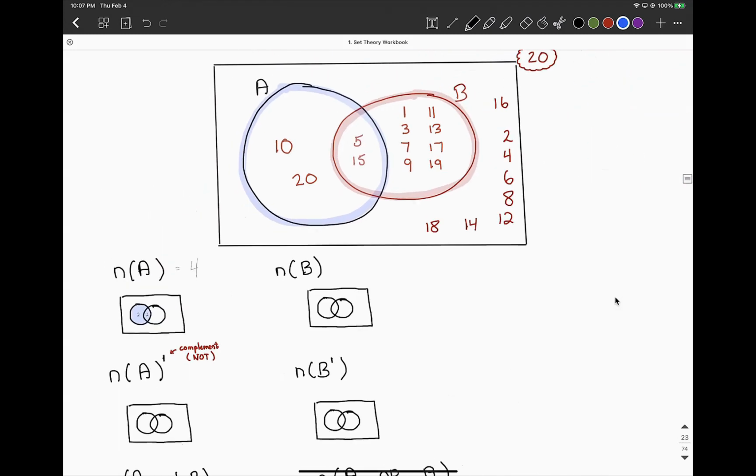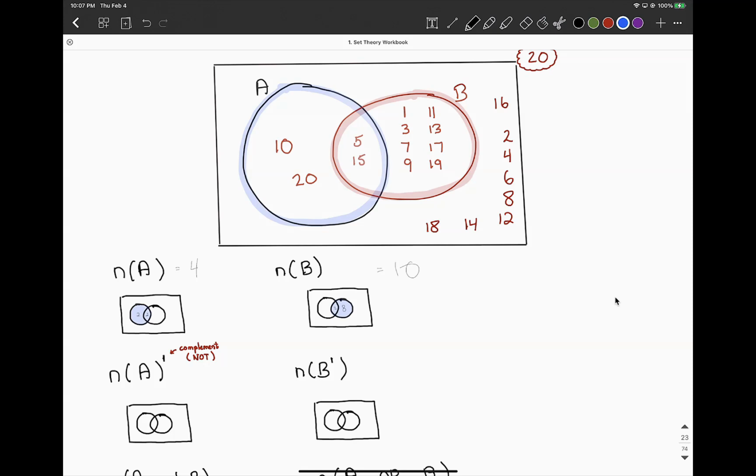The number of things within B is the total of this segment of the diagram. All of the elements that are in B, which is 2 in that first segment, and then 8 in that other component of B. They were looking for the totality of B. They're not trying to exclude any part of it. That gives me a total of 10 elements to answer this question.